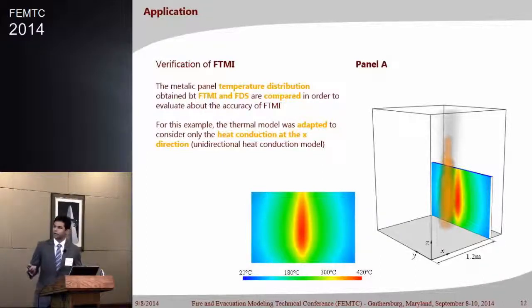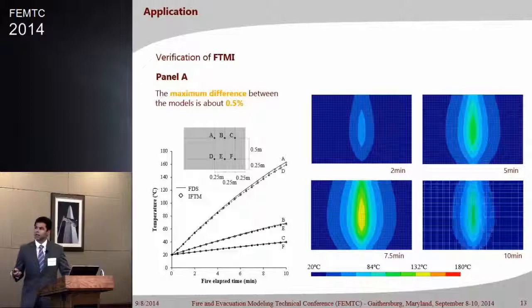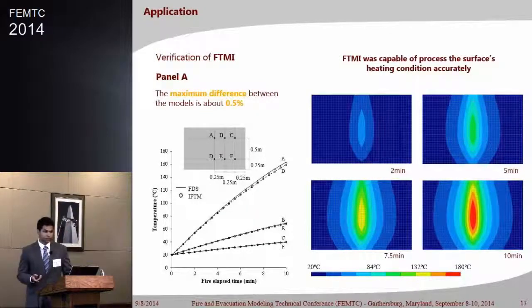We can see a radial pattern. That is, the center is not a circle because of the flame shape. And if we look at the temperature results, we can see that the maximum difference is about 0.5%, which we consider a great correlation. So by that result, we can say that FDS is capable of processing the surface's heat condition accurately. We could prescribe this and have the results from a finite element method model.